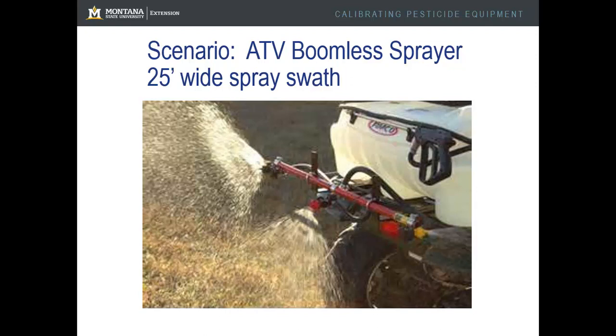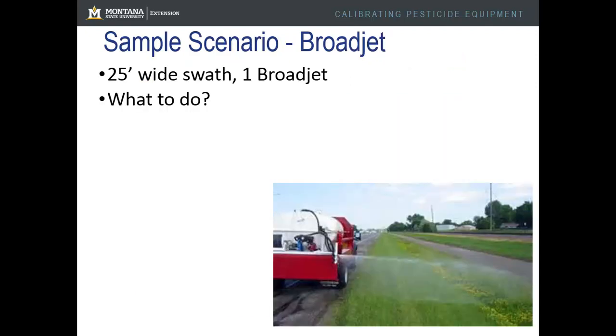Let's try to calibrate another broad jet that is emitting a 25-foot spray swath width. Feel free to stop the video when needed and consult the MSU Extension resource you may be using. How do you determine course test strip distance if the spray swath is 25 feet?